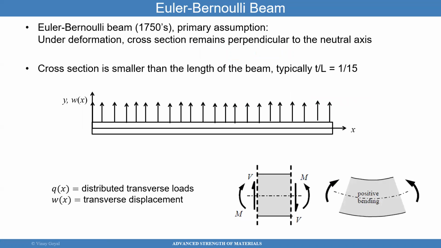So the idea of beam theory started being developed in the 1750s, and the primary assumption that was made is that under deformation, when you deform a structure that's very long and slender, typically a thickness over length ratio of 1/15, the cross-section will remain perpendicular during deformation.